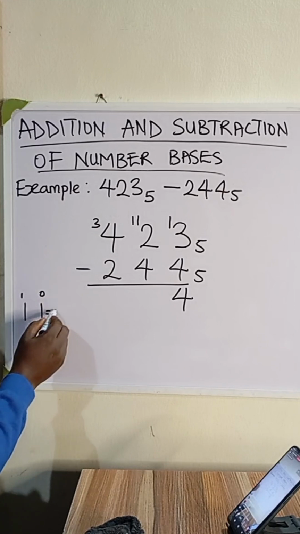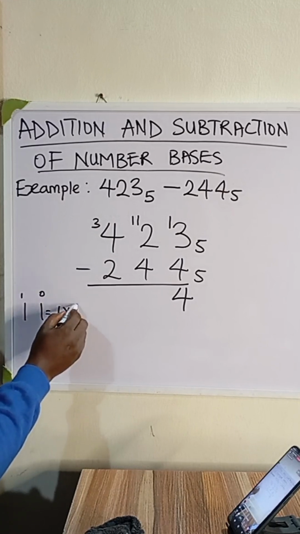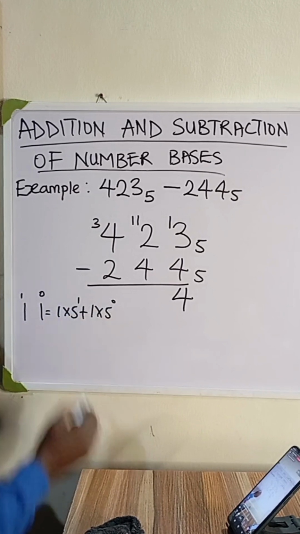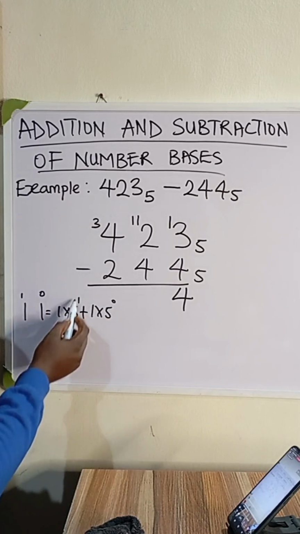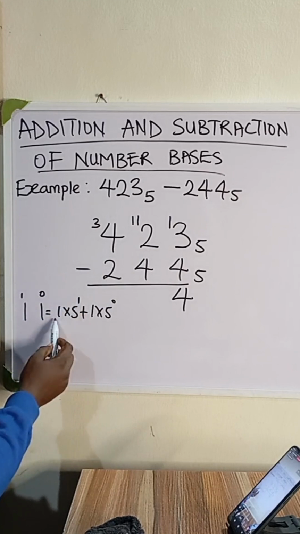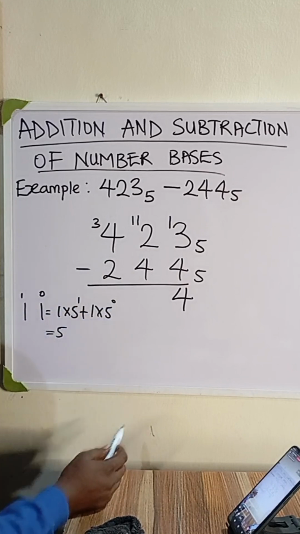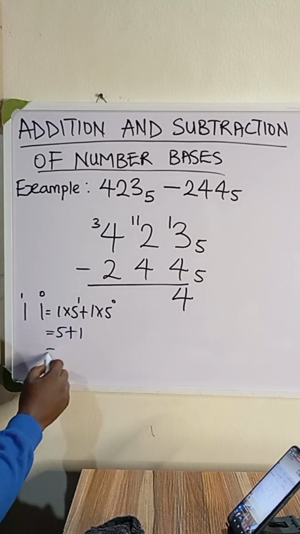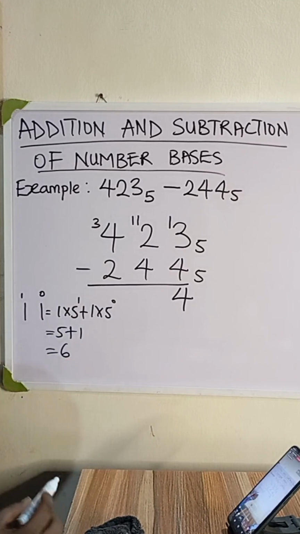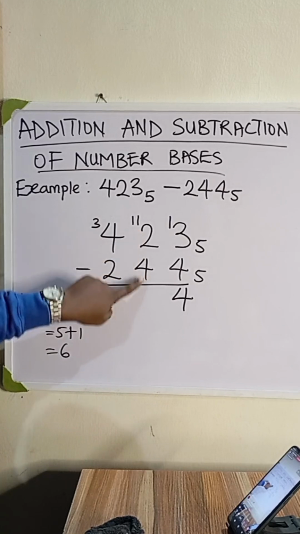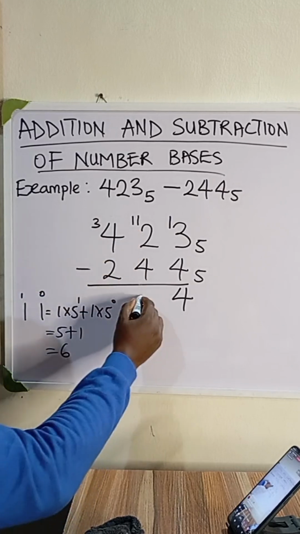So this will give us 1 times 5 to the power of 1 plus 1 times 5 to the power of 0. Okay. So 5 to the power of 1 is 5 times 1 is 5. 5 to the power of 0 is 1 times 1 is 1. So 5 plus 1 is 6. So instead of having 11 here, we have 6. 6 minus 4 is 2.